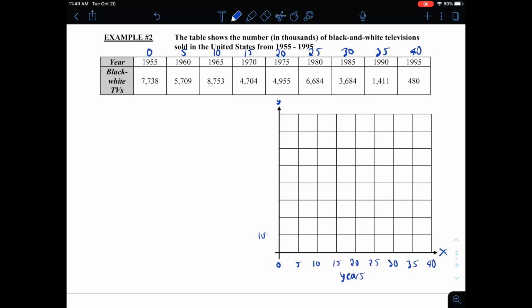So we can go by 1,000. Then we got 2, 3, 4, 5, 6, 7, 8. That's pretty close. I'm going to go like this and call this 9 up here. Okay, I'm going to have to go a little bit farther above than what I wanted to, but that's okay. So that's a pretty good scale. So I'm going to fix those.